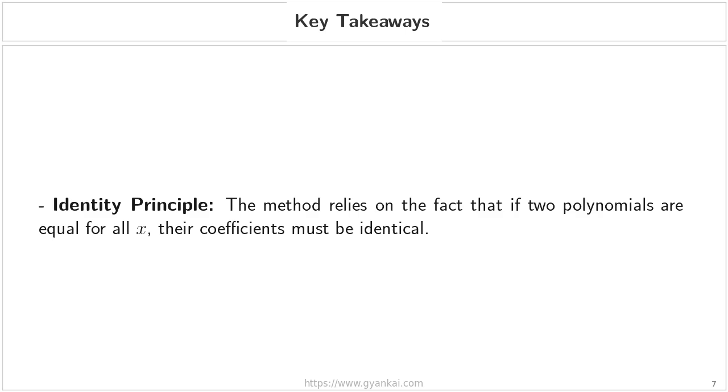Key takeaways. First point, identity principle. Remember, the entire method hinges on the idea of an identity. An identity is an equation that's true no matter what value you substitute for x. So, if we have two polynomials that are identical, meaning they are equal for all values of x, then each corresponding power of x within those polynomials must have the same coefficient.